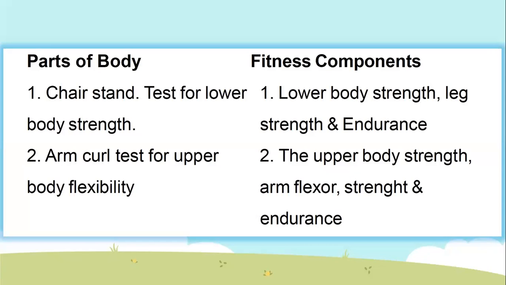Okay, so let's start. First we will talk about the chair stand test for the lower body strength, in which the fitness components are lower body strength, leg strength and endurance. Then we will discuss the arm curl test for the upper body, in which the fitness components are upper body strength, arm flexor strength and endurance.